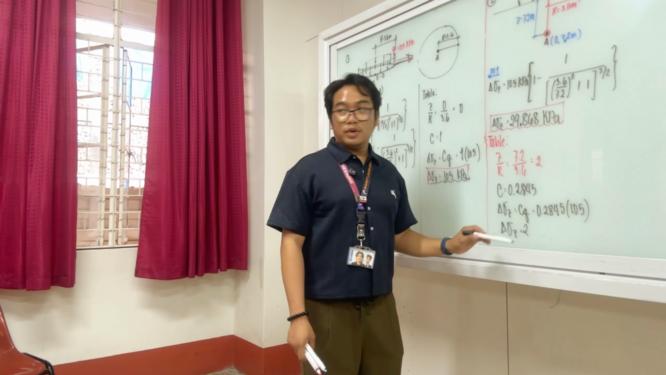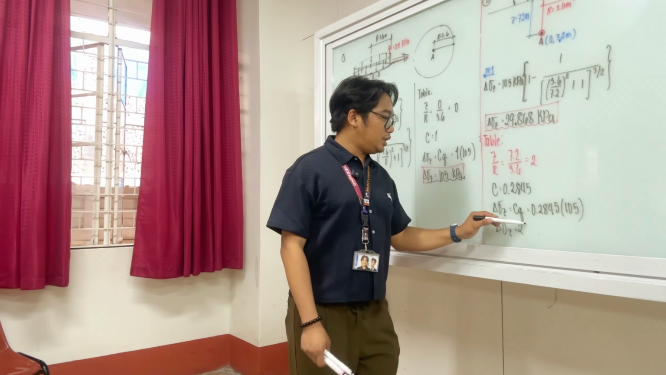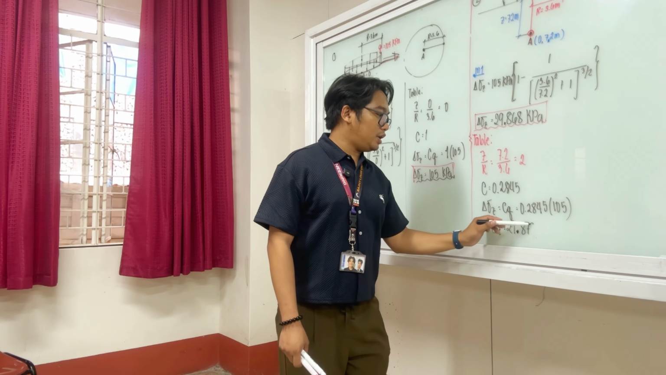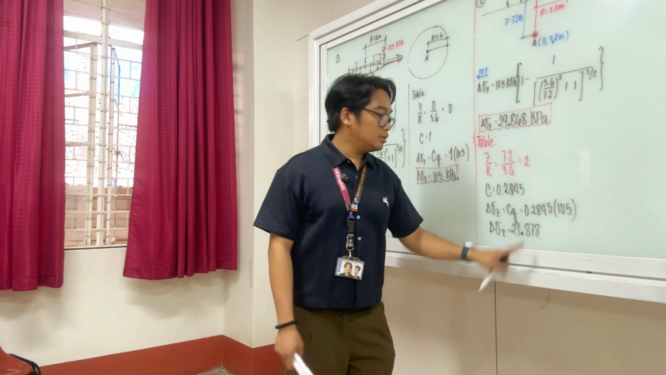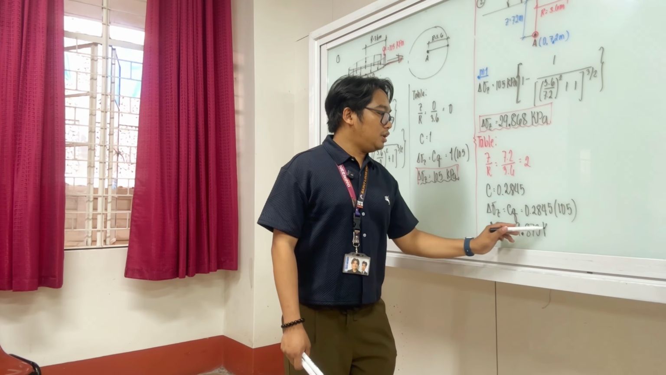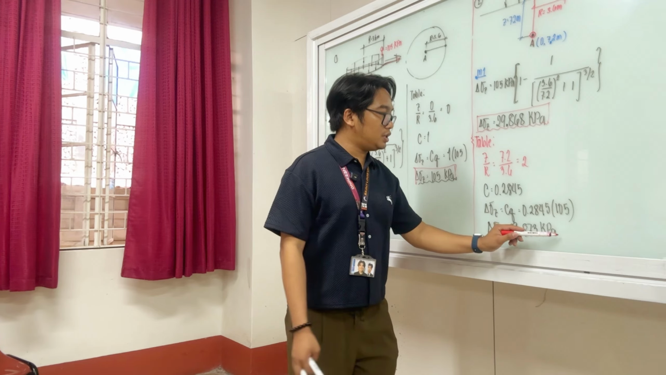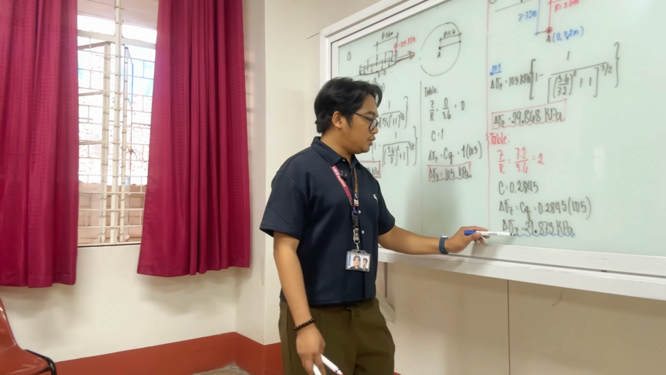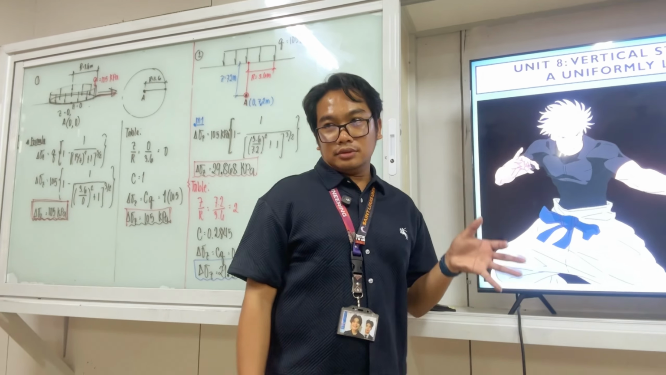What will be this one? Same, no? 20 or 30? 29.878. 873. Parehas lang. Decimals lang yan. Kilopascal. Almost the same. That's just because we use the table. No need to include that on your assignment or second assignment, including the unit 8. Okay? Nasusundan po.